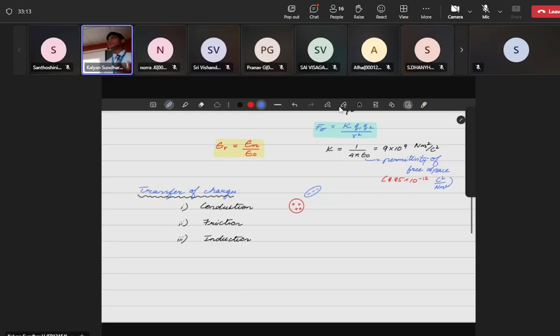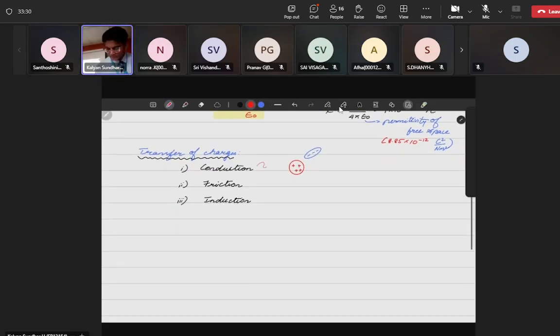Conduction and induction are almost the same. The only thing is that in conduction, the transfer of charges takes place only when you are touching it with contact. Induction is where you won't be touching it, it induces. First let me explain this. So this is due to contact between the charged bodies.